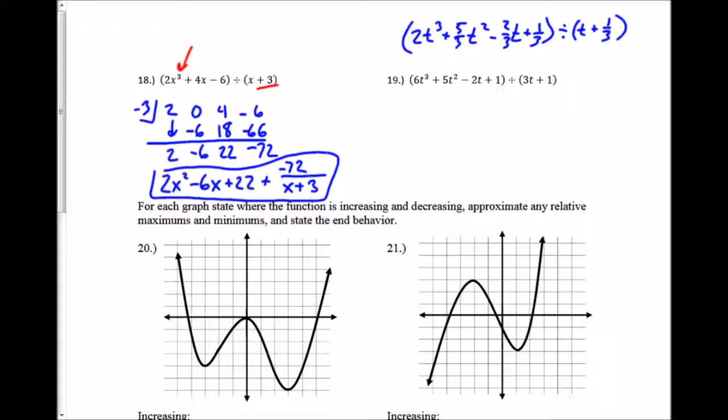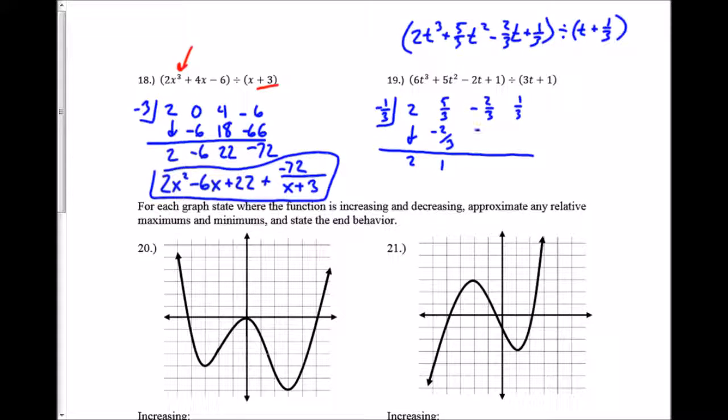In this one, I can use synthetic division. So I put the -1/3 in my box. And I write down my coefficients, the 2, the 5 thirds, the -2 thirds, and the positive 1 third. I bring down the 2, I multiply, that's a -2 thirds. I add straight down, that's a 3 thirds, which is 1.